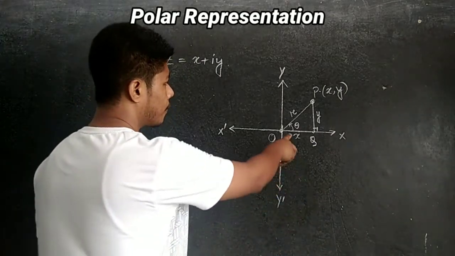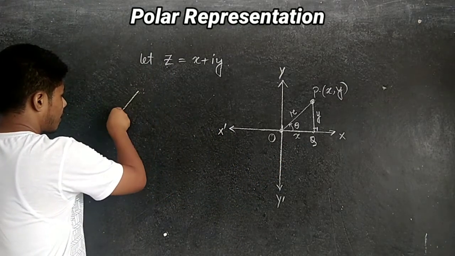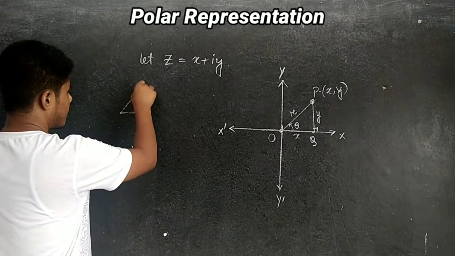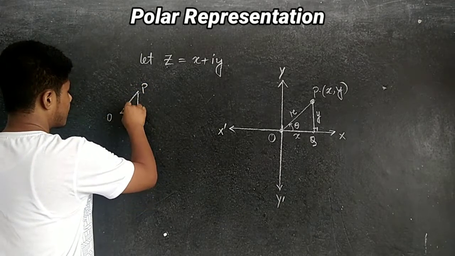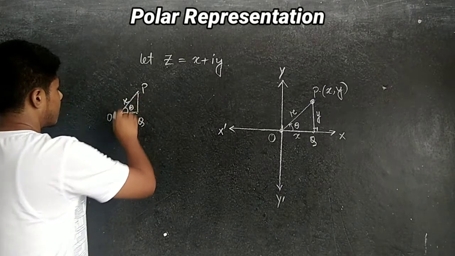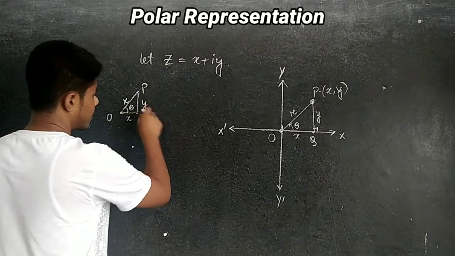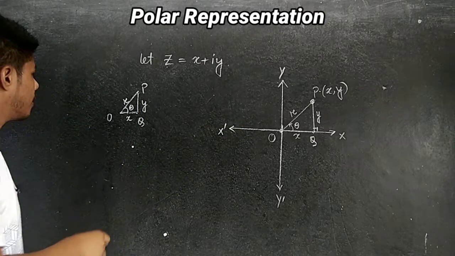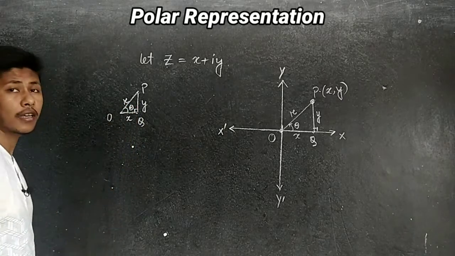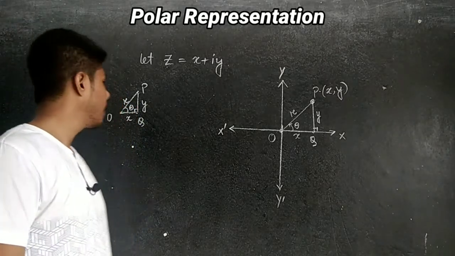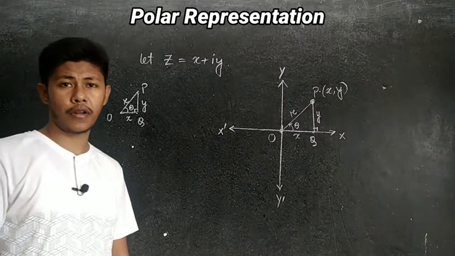So now if you see the triangle OPQ, drawn separately here, this one is P, this one is O, this one is Q. The angle is how much? Theta, and the distance is how much? R. So here it is x, this one is y. Separately we have drawn it here. Now when we draw the perpendicular, obviously this angle is what? 90 degrees.